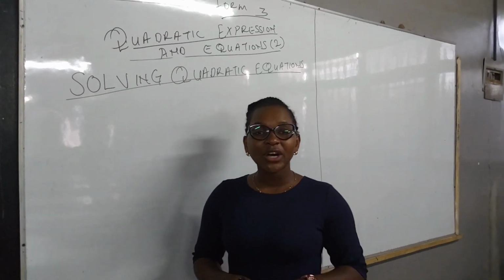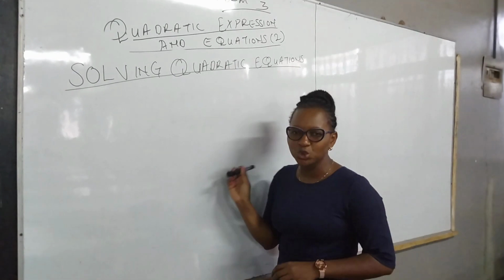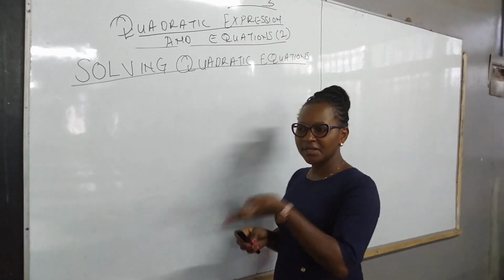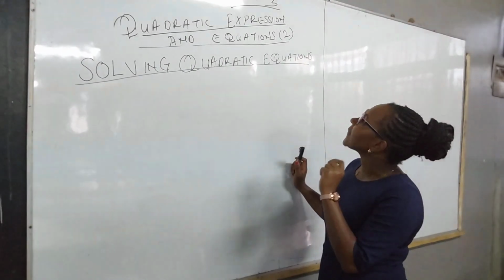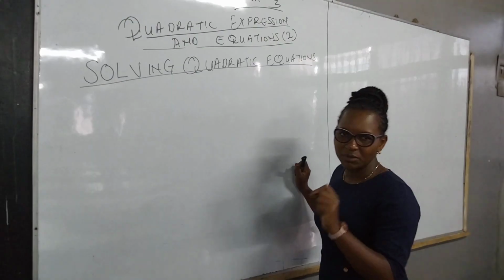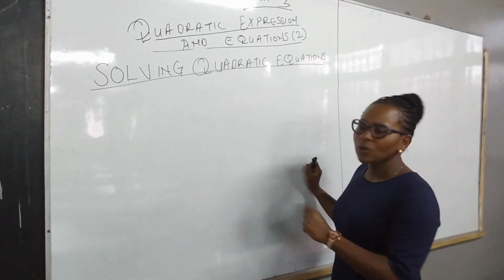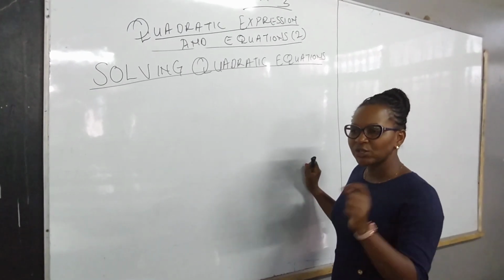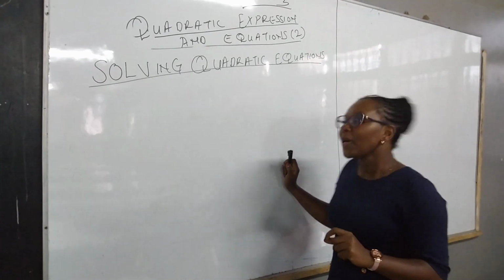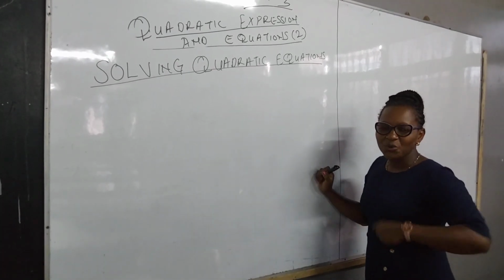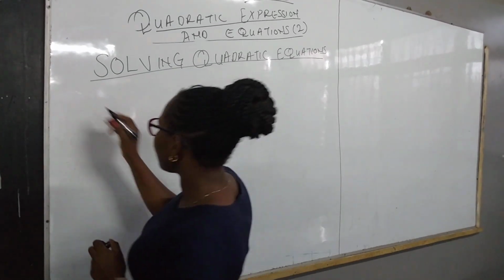Again, today I want us to look at solving quadratic equations. Before I progress, I would like to differentiate between equations and expressions. In the examples that we did earlier, we were dealing with expressions, and you noted well that we were not using the equal sign. But now in equations, we will have the equal sign. Let us look at the first example.